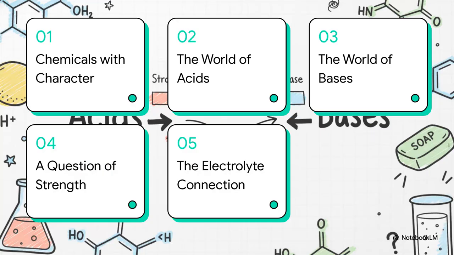All right, here's our game plan. We'll start by figuring out what makes an acid an acid and a base a base. Then we'll tackle the super important difference between strong and weak. And finally, we'll see how all of that neatly unlocks the whole concept of electrolytes.